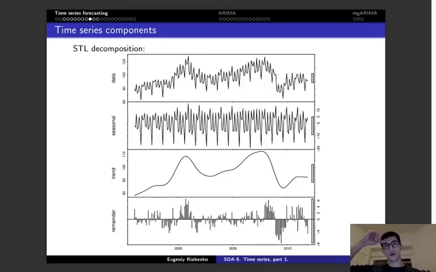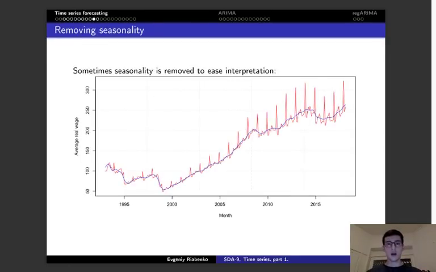There exist some other approaches like STL decomposition, seasonal and trend decomposition with LOESS. If we have the original dataset, as above, this method can detect seasonal components, trends, and residuals. So it's also very convenient. Sometimes we would like to drop seasonality just to make our interpretation clearer. So for the same time series of average real wages, we can plot only the trend and residuals, dropping seasonality, and it will show us a more interpretable plot of the very same values.